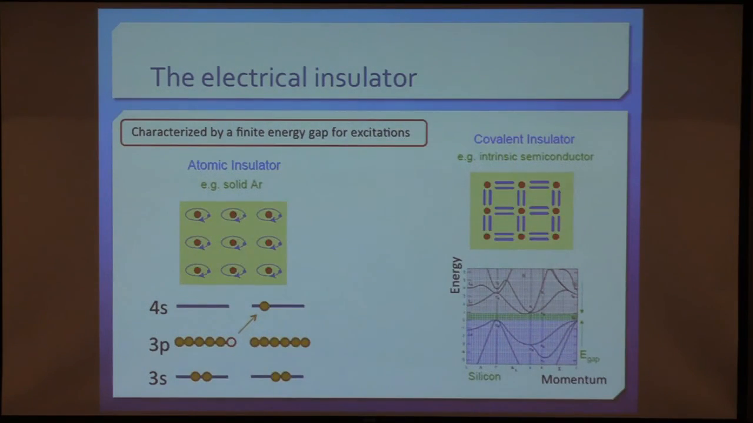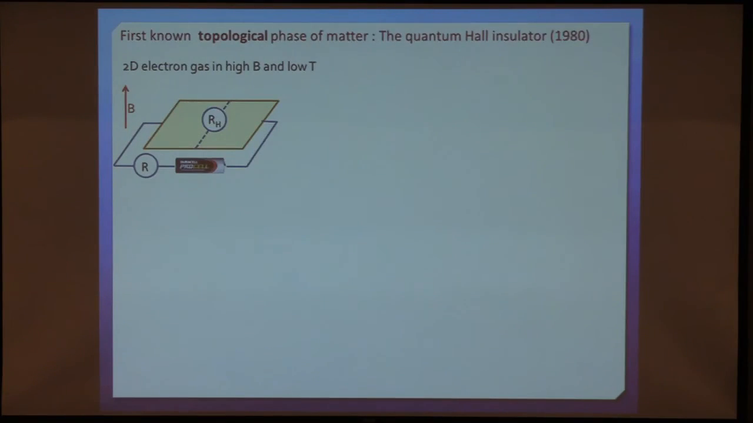Now, the first topological phase of matter is not a topological insulator. It was actually an old state by now. It's the quantum Hall insulator. This is yet a different kind of insulator that I would like to introduce to you. It's important because this is the first topological phase of matter. So what is the quantum Hall insulator?